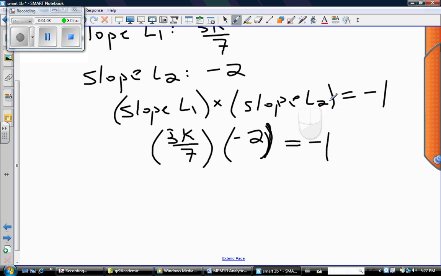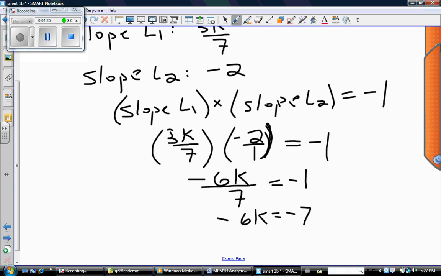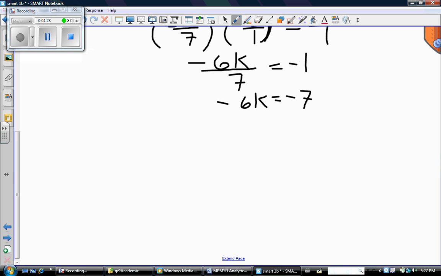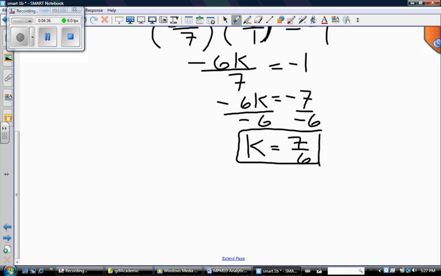So I'm multiplying. So 3k times -2 is -6k. 7 times 1 is 7. That equals -1. Keep going, solve for k. Multiply both sides by 7. Solving for k, I'm going to divide by -6. So k equals 7/6.